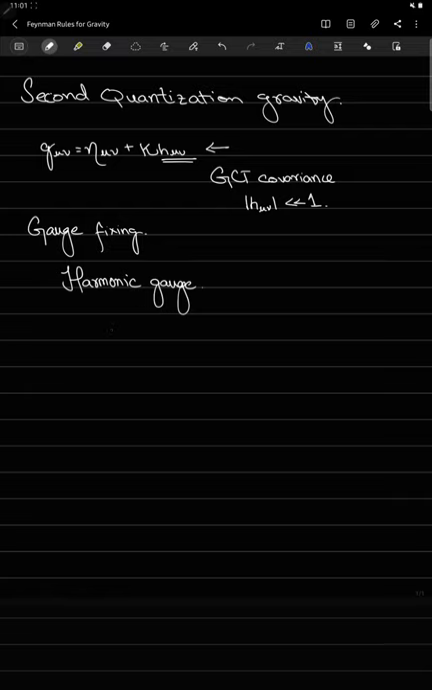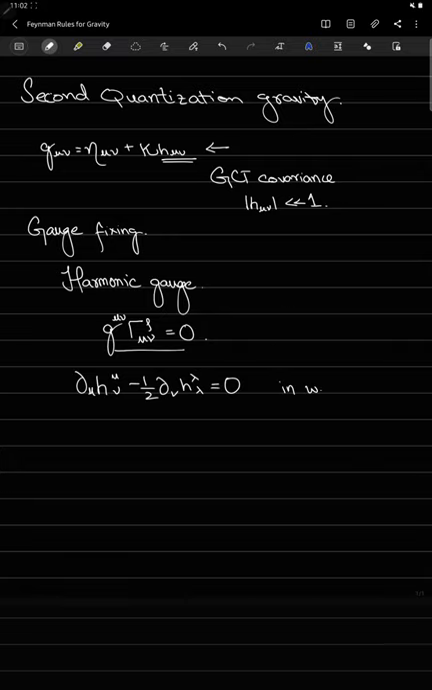In other words, it is given as Gamma mu on the Levi-Civita connection is 0, right? Now, note that this thing is exact in h mu nu, and it will reduce to how we have defined this gauge earlier. If you remember, I defined it as partial mu h mu nu minus 1 by 2 partial nu of the trace of the field is equal to 0, and this was in the case of the weak field limit.